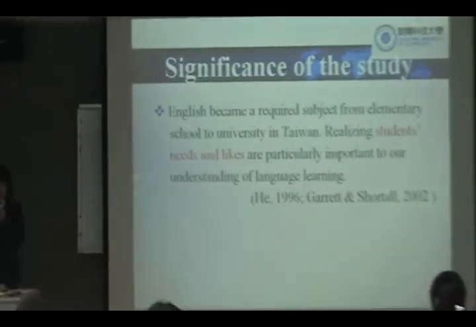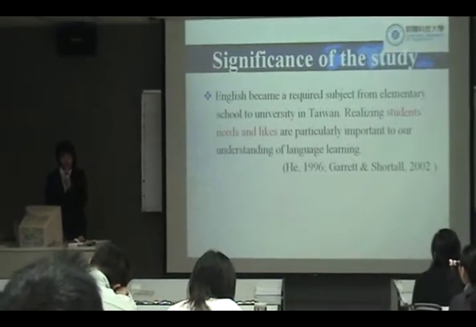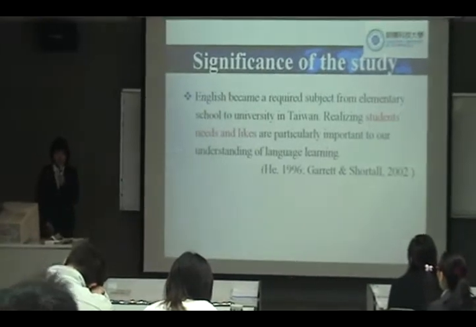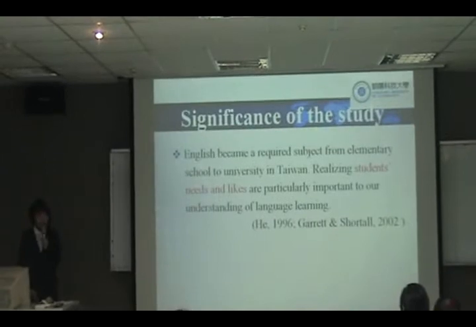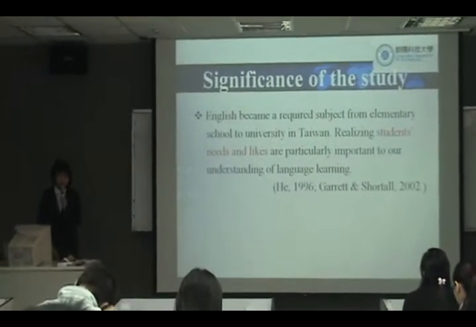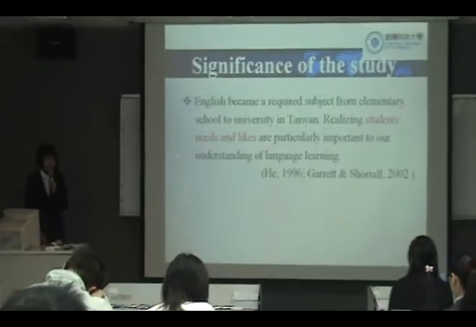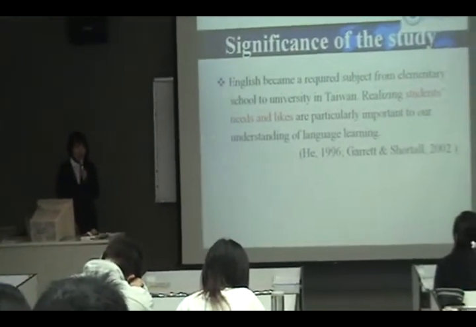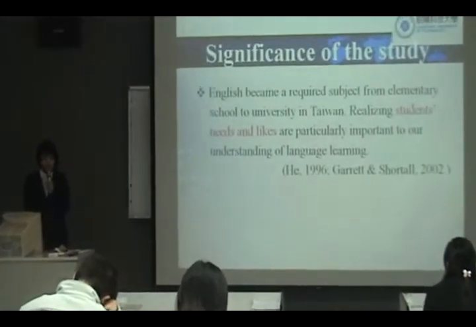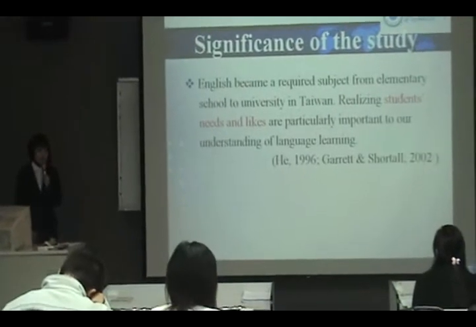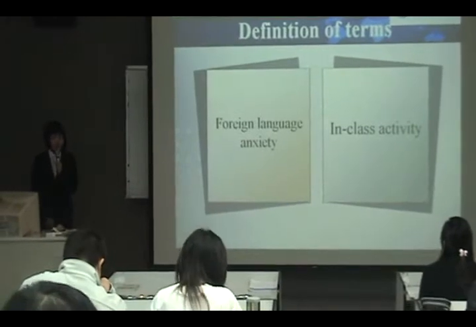Here is the significance of the study. In 1996, Hay, and in 2002, Gabbard and Schotthold, said English became a required subject from elementary school to university in Taiwan. Realizing students' needs and likes is particularly important to our understanding of language learning. Therefore, this research may help teachers and educators to know more about English-speaking anxiety and design the English oral conversation class.